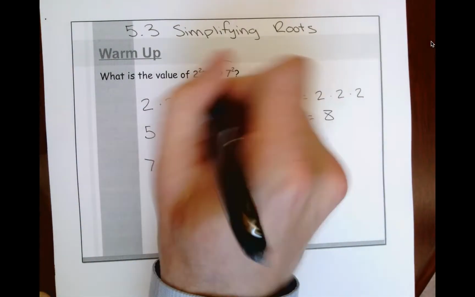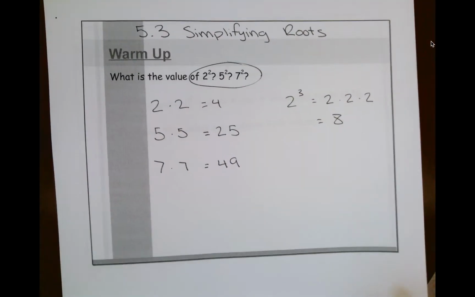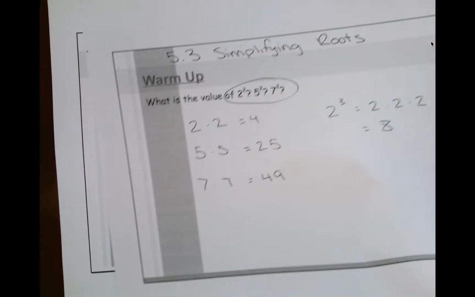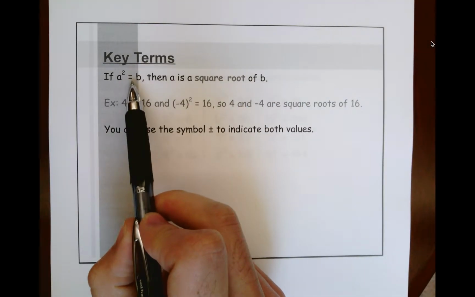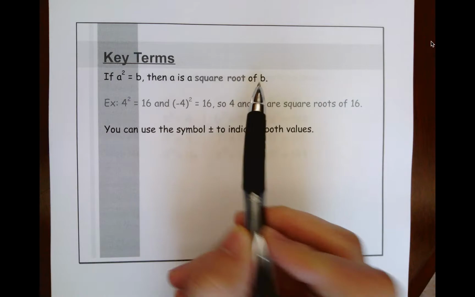But for the most part, for today, we're really only going to be looking at things that are squared. So we're not going to be looking at things that are raised to a third power. So, just a key term. If a squared equals b, then a is said to be the square root of b.